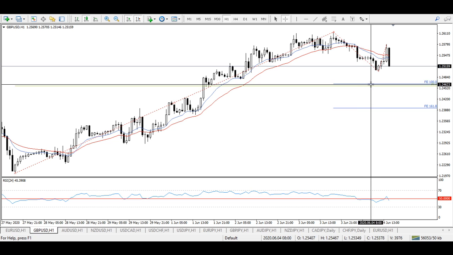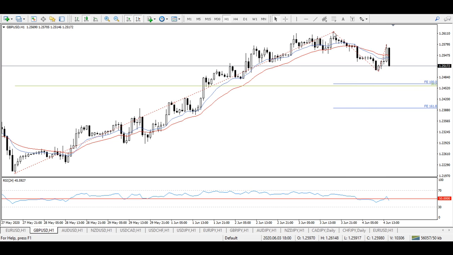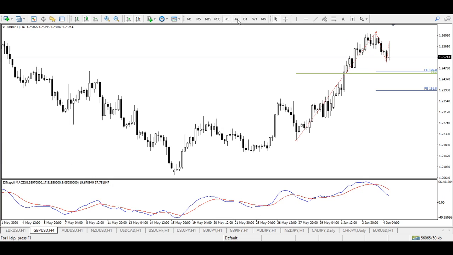This is a confluence support zone made by this A, B, C, D 100% extension and the 38.2% retracement level of this swing from this area to this area. If I go to the 4 hour time frame, you'll be able to understand this recent swing. This is the recent swing, and this is the confluence support zone, the immediate support area.